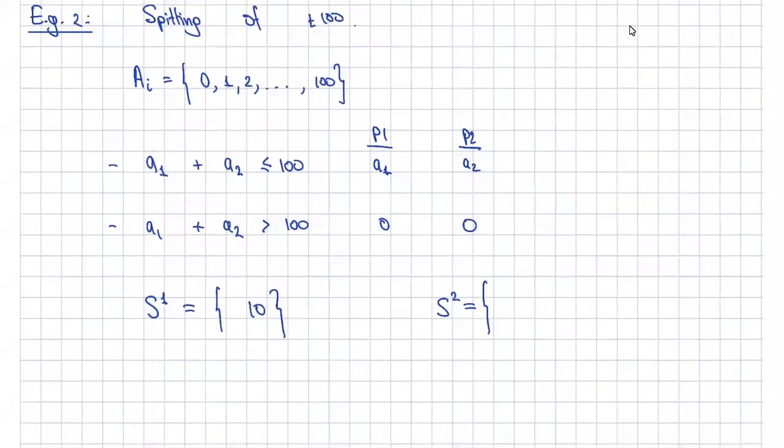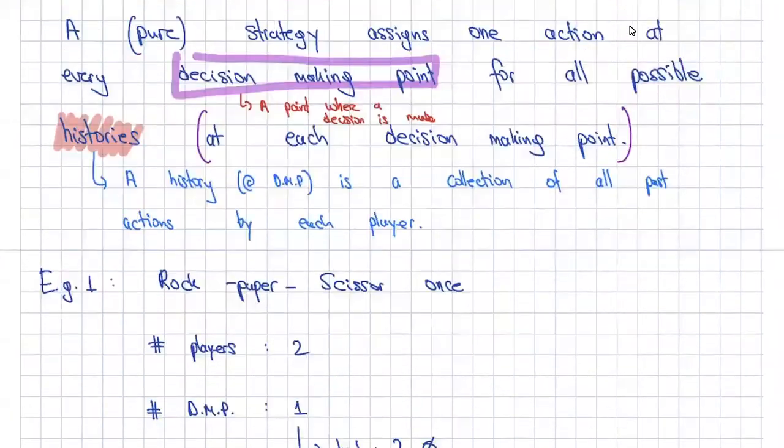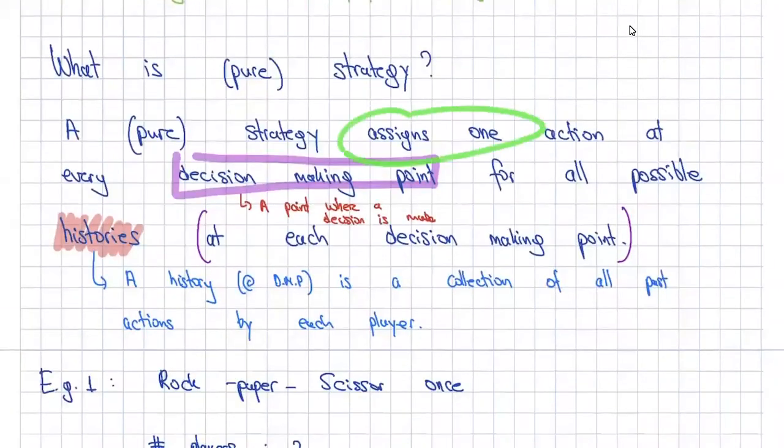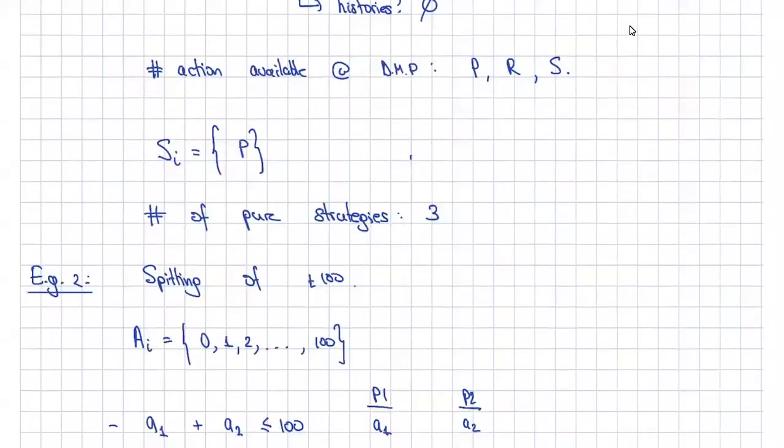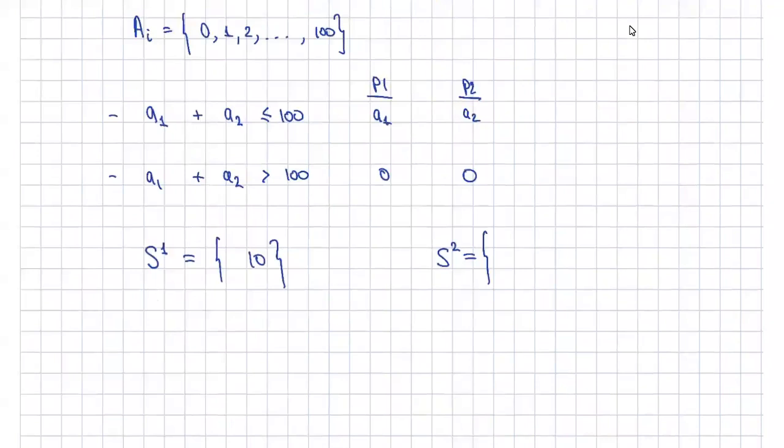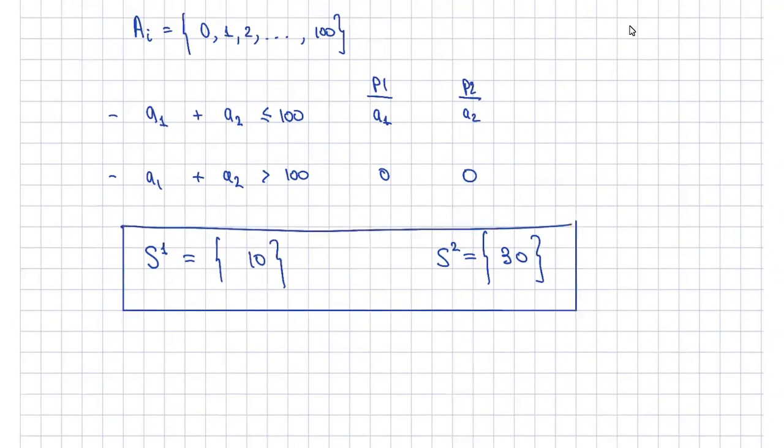Well, you go back to the definition of a strategy. I simply need to assign an action, it doesn't have to be a good one, at every decision-making point. I only have one decision-making point, and for all possible histories at that decision-making point, there's only one history, which is the beginning of the game. Therefore, this could be 30, for example. Now, I have collected one strategy for each player, and there are only 2 players in the game.